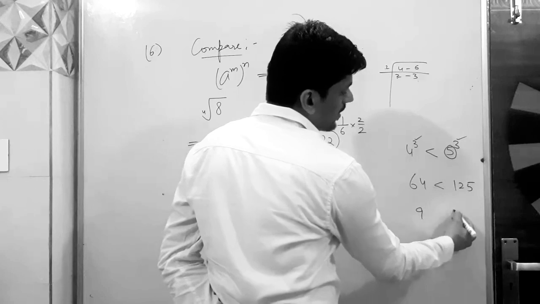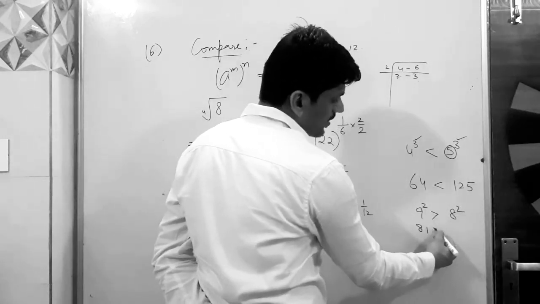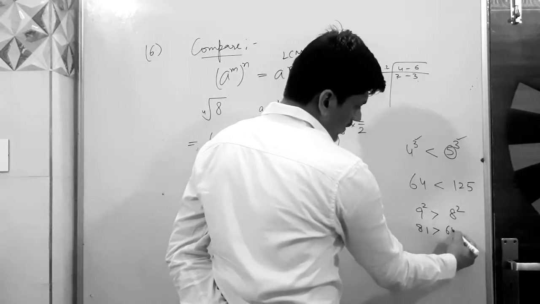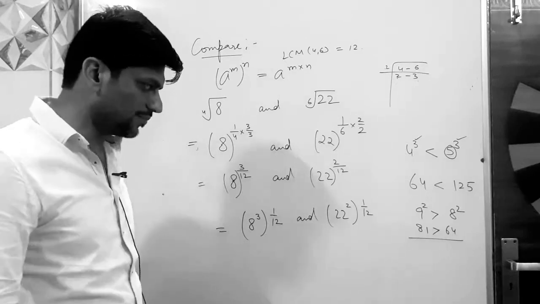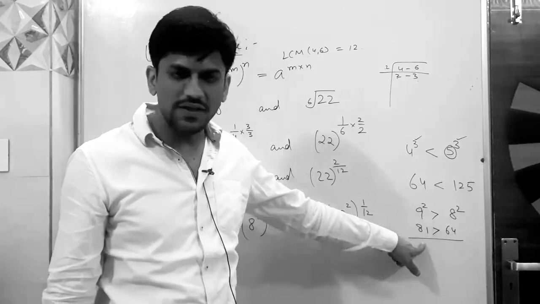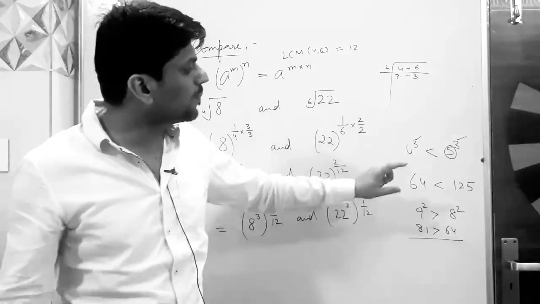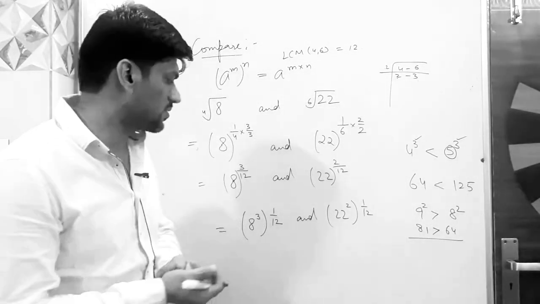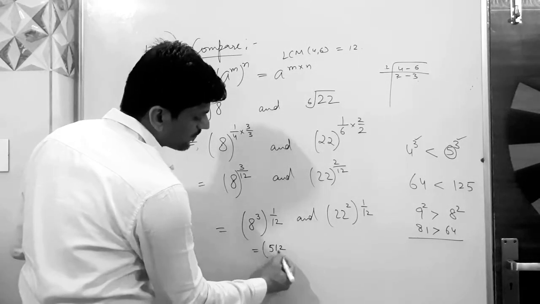Say 9 is greater than 8. So if you raise the same power, this will still definitely work. Means the sign of inequality remains the same. The greater number will remain greater if you do the squaring, cubing, raise to the power, any power you can raise. Alright.